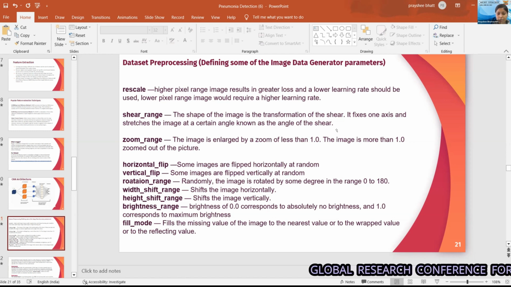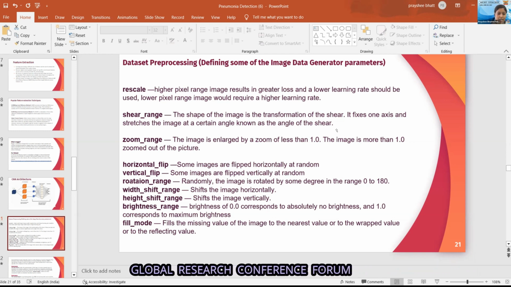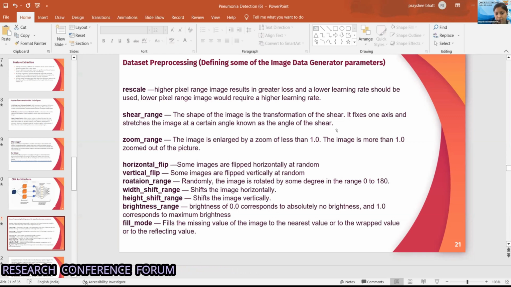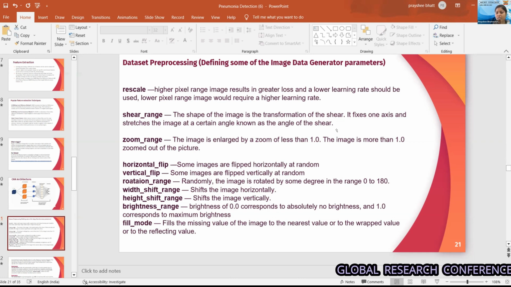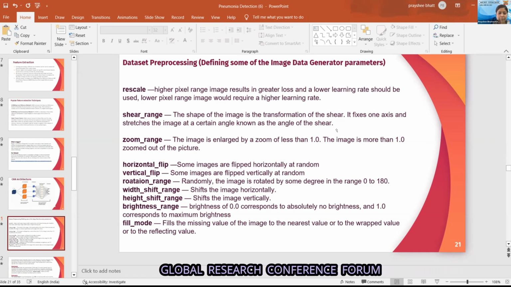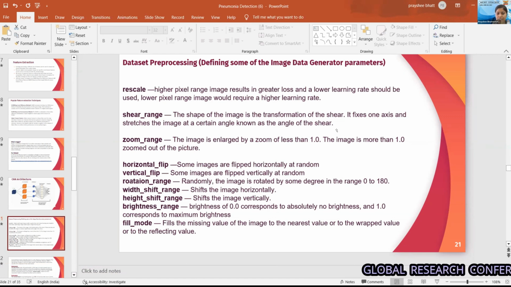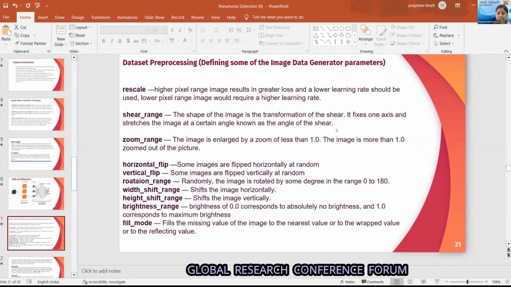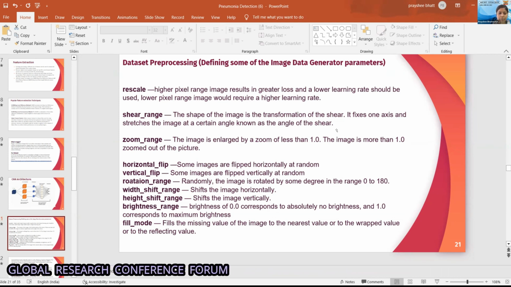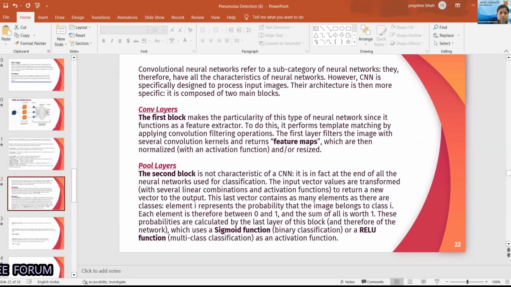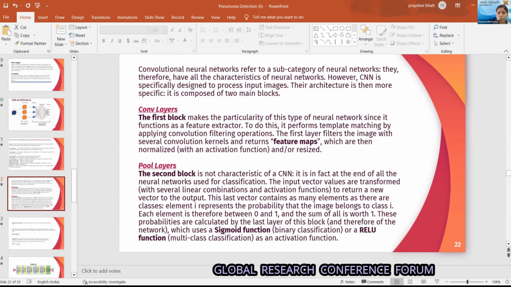Then there is the horizontal flip, where images are flipped horizontally at random, and the vertical flip, which flips vertically. There is a rotation range, so we can rotate the complete picture from 0 to 180 degrees. Then we can shift the image horizontally and vertically. A brightness range is also there, so that the picture can be properly analyzed. These are some of the functions they perform.